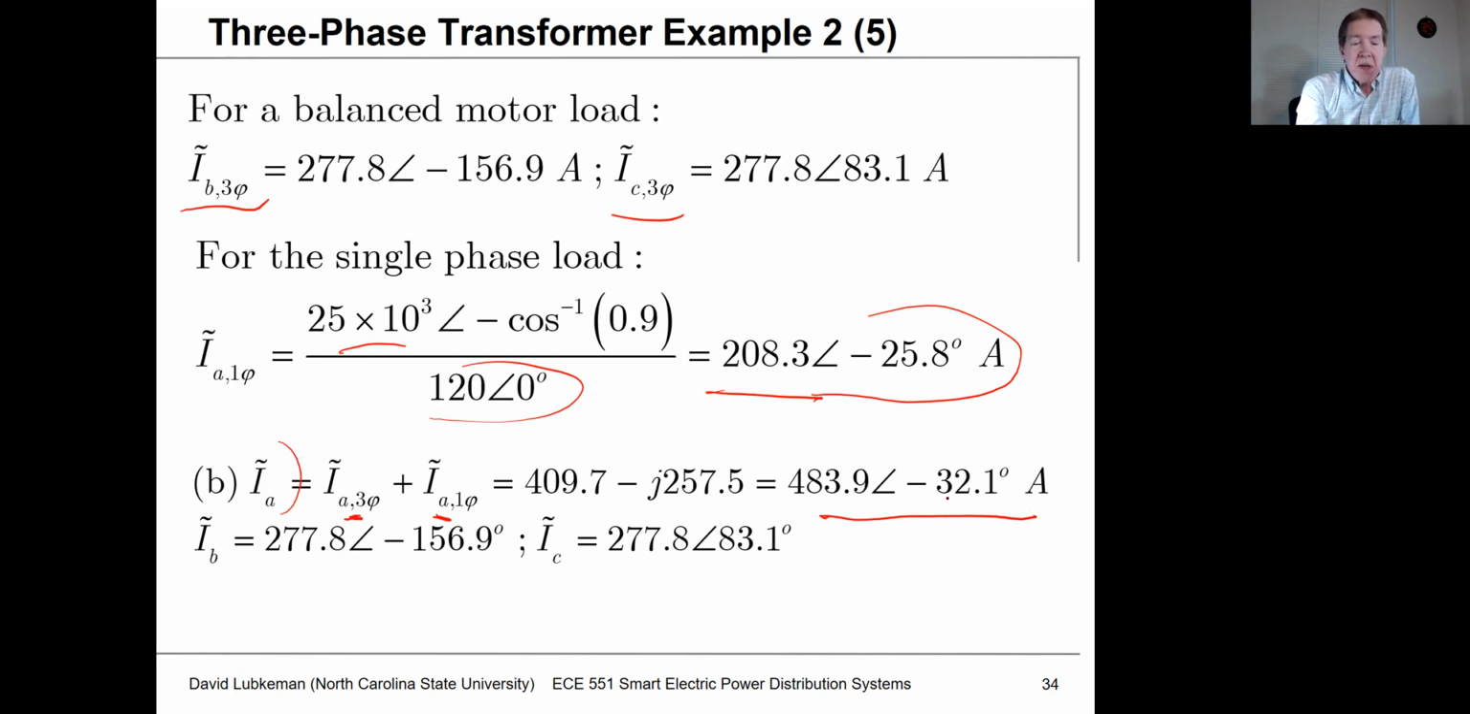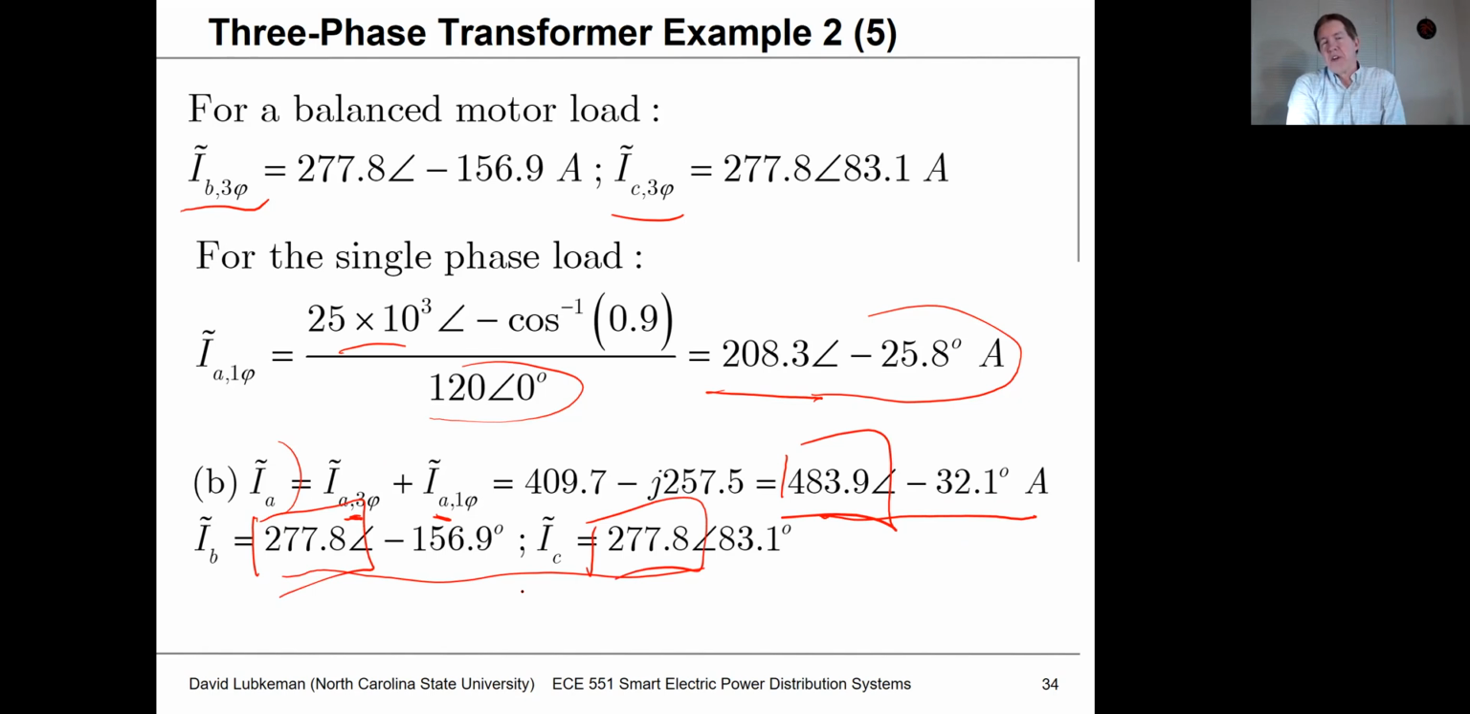For getting phase B and C, since that doesn't involve the single phase load, I just simply had what I calculated from the three phase load. Now what we have in this case is an imbalanced set of currents. You have the same values for phases B and C, but a higher value of current for phase A. And this is what you'd get in real life: imbalanced currents.